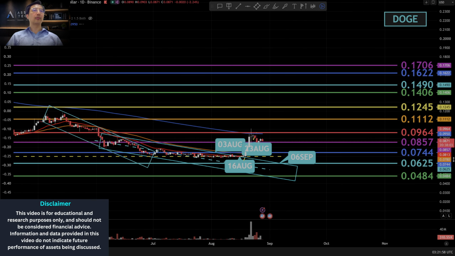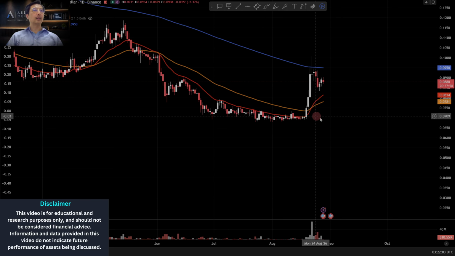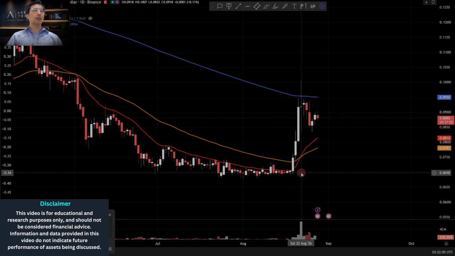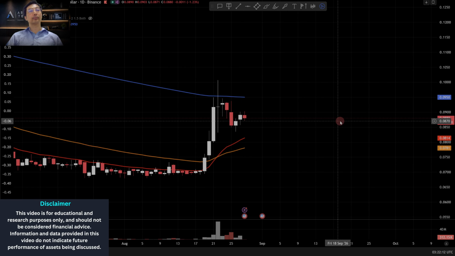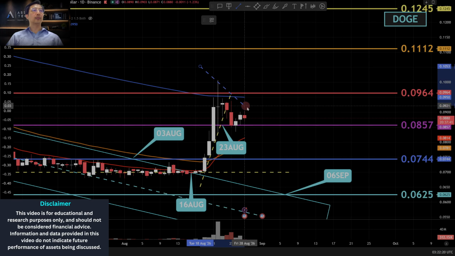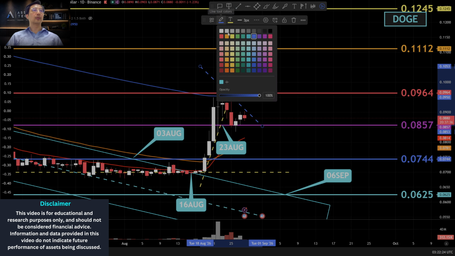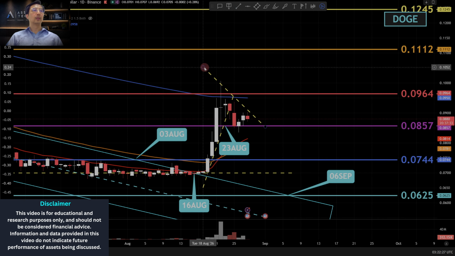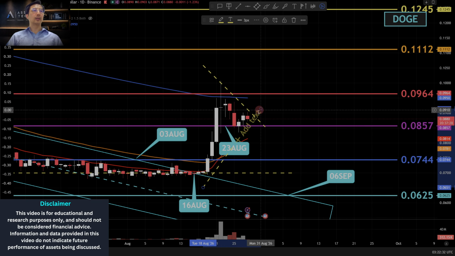In terms of moving averages, the 20 day has crossed the 50. So technically speaking, in the short term, it should be bullish. While I'm talking, I see something over here. If I just use the yellow line and look at this trend over here.